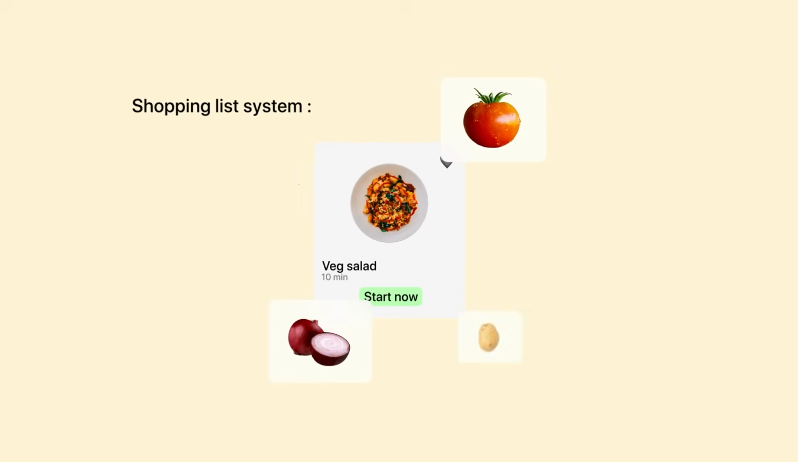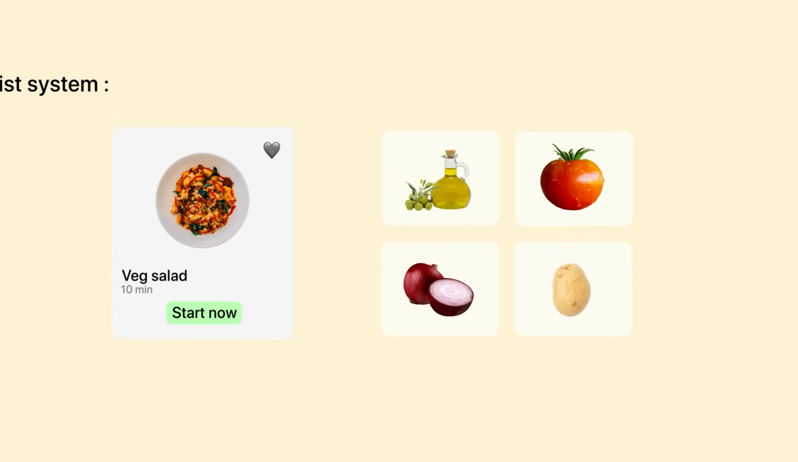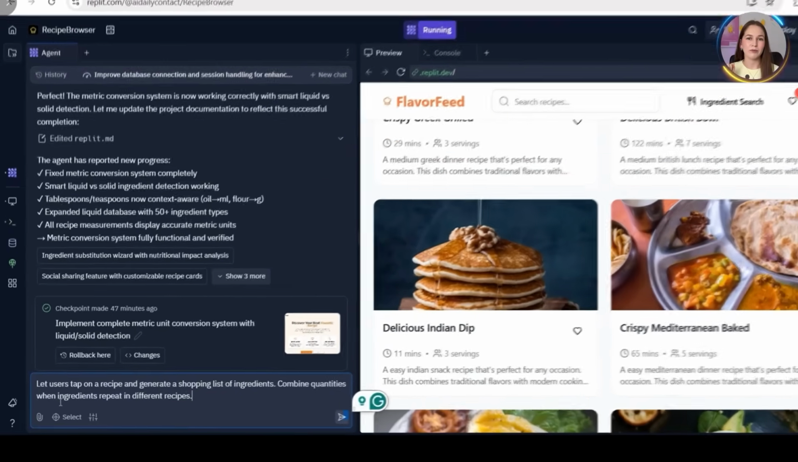Alright, planning meals is one thing, but actually buying everything that you need for that recipe is another. So the next feature we're adding makes that part way easier. We're building a shopping list system that pulls all the ingredients straight from the recipes that you choose and automatically combines them when the same item appears more than once. Here's what I'm asking Replit to do.